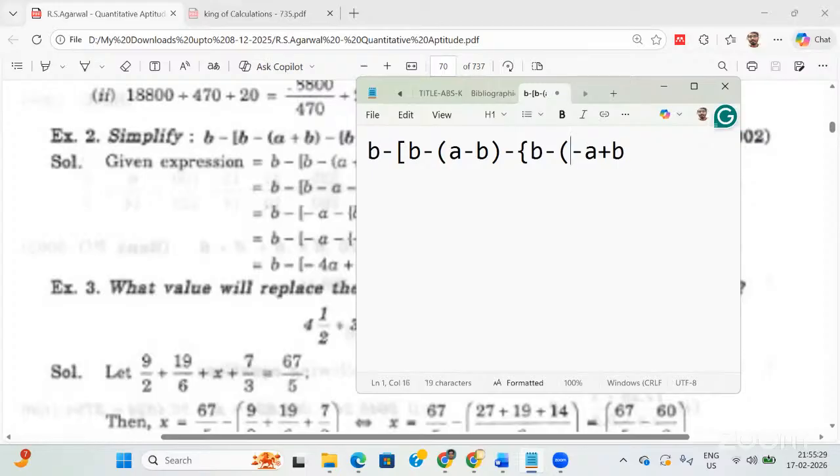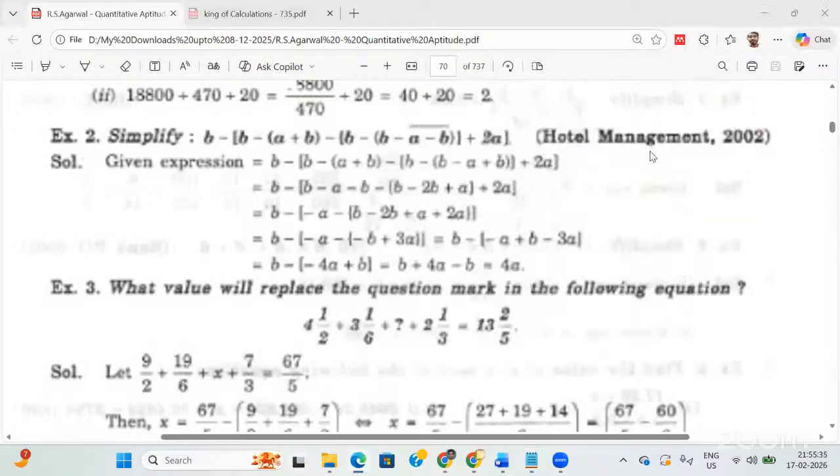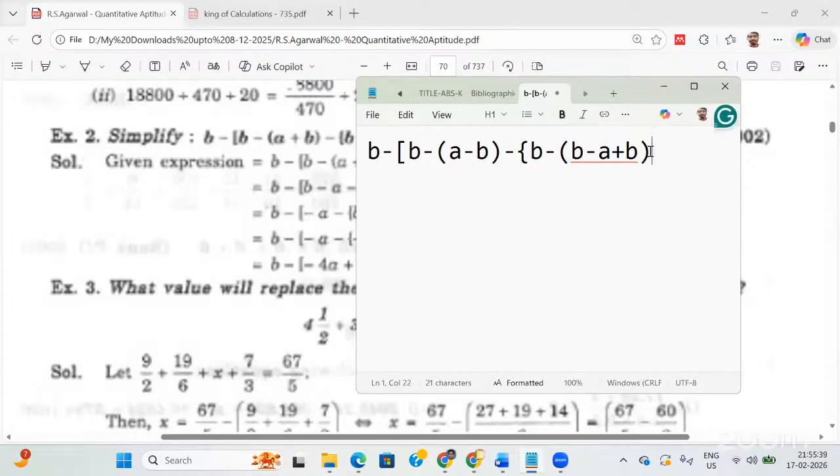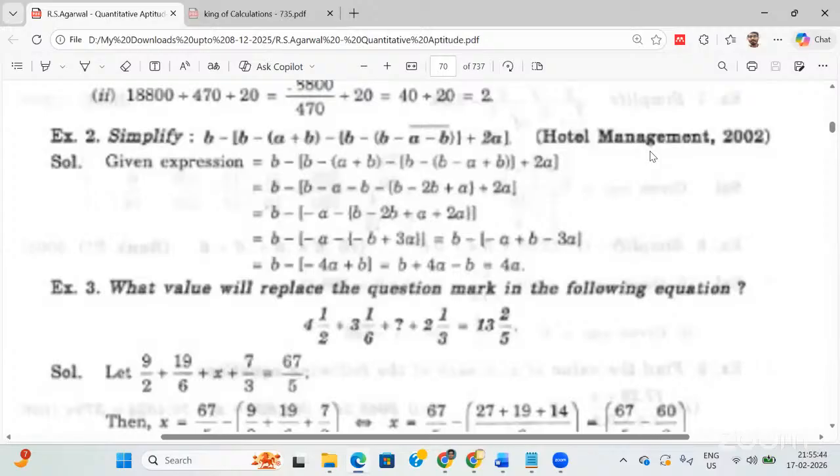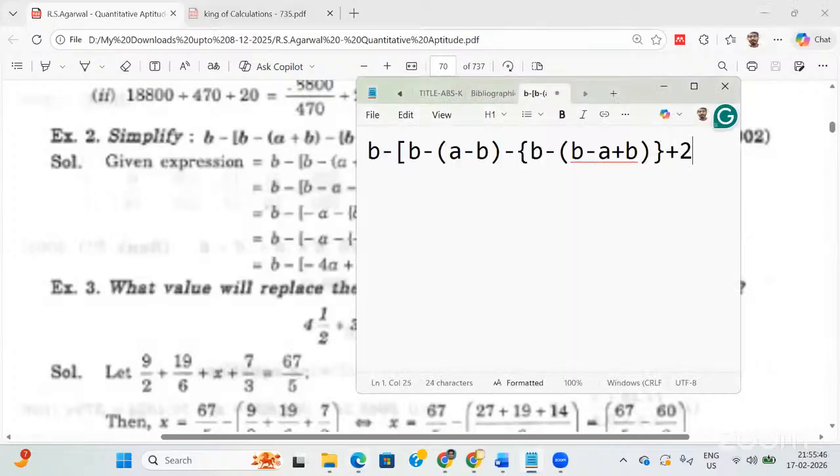Sorry. This is your B. Minus A plus B, bracket close, then your bracket close, then plus 2A third bracket. Okay. This was the item.